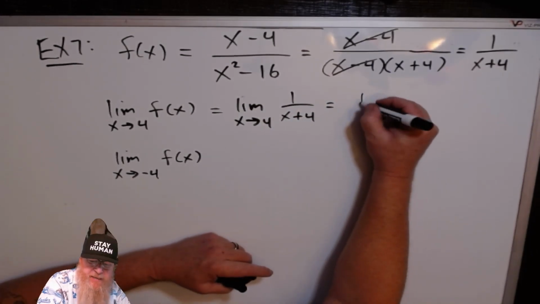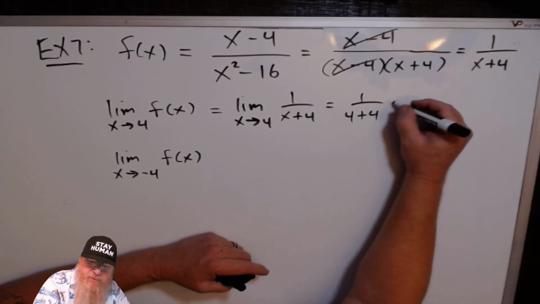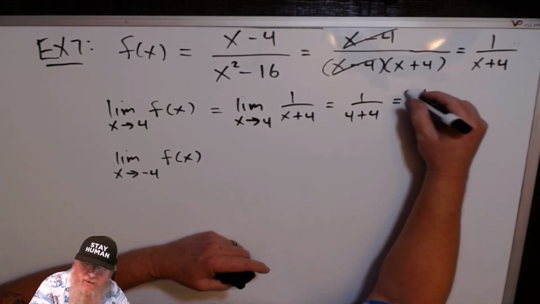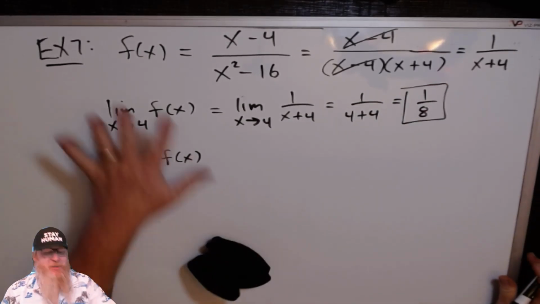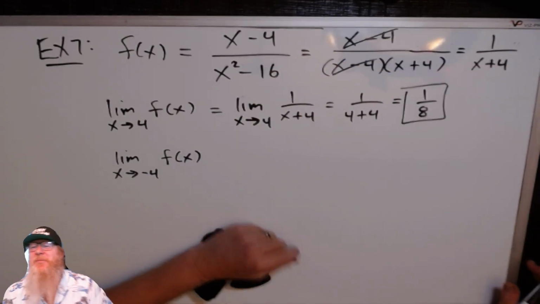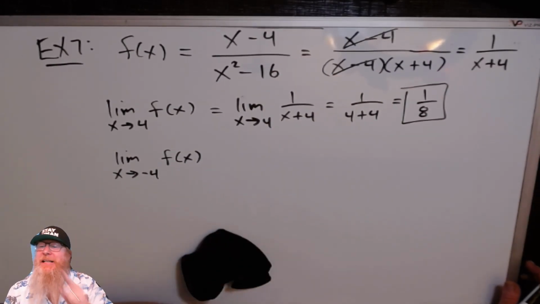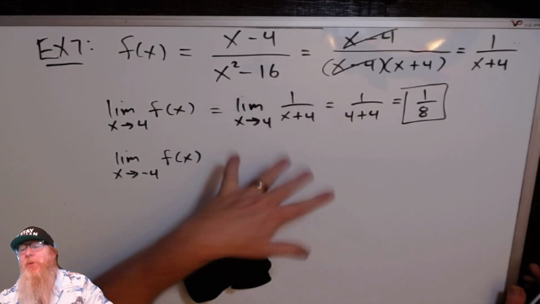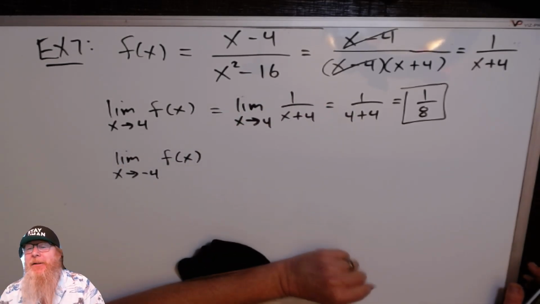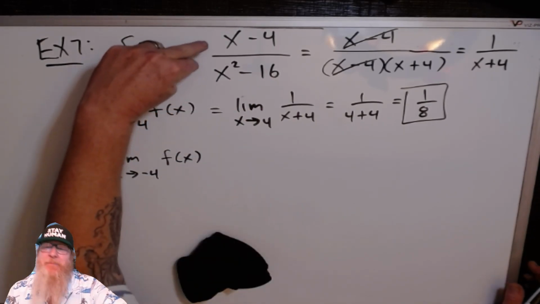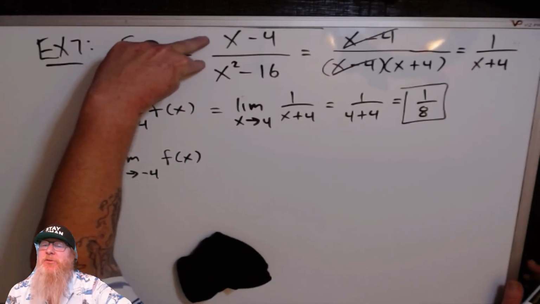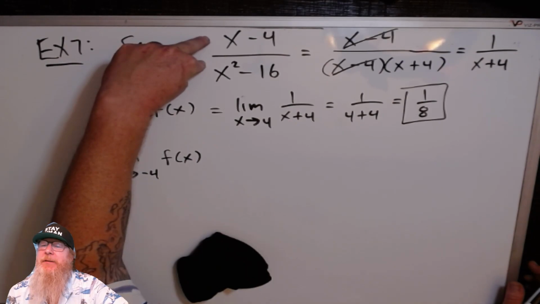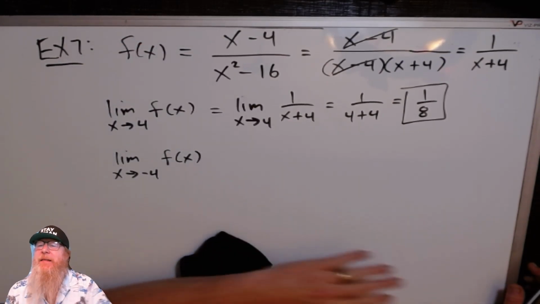Now that we've seen the technique, it requires a lot less work, especially with one that's nicely factorable like this. The trick is you need to know what to do before you take the limit. And I'll talk a little bit more about what would have happened if I had tried that sooner. But for now, I know that I get 1/8.